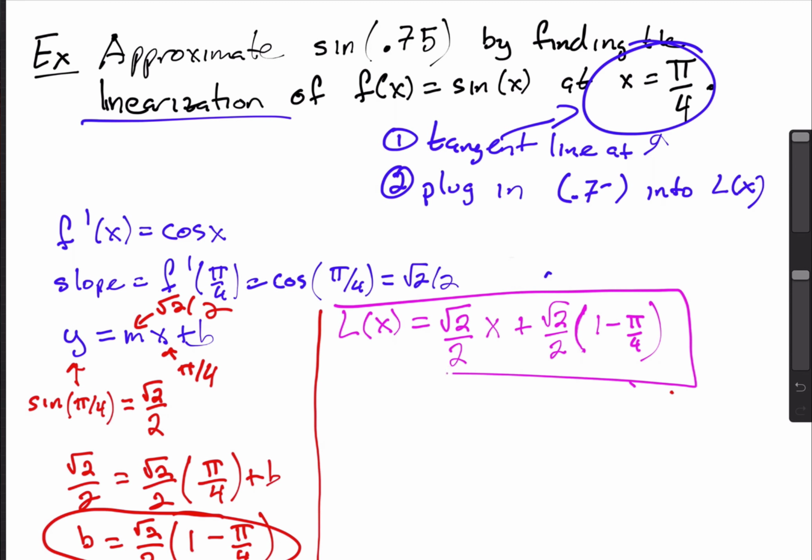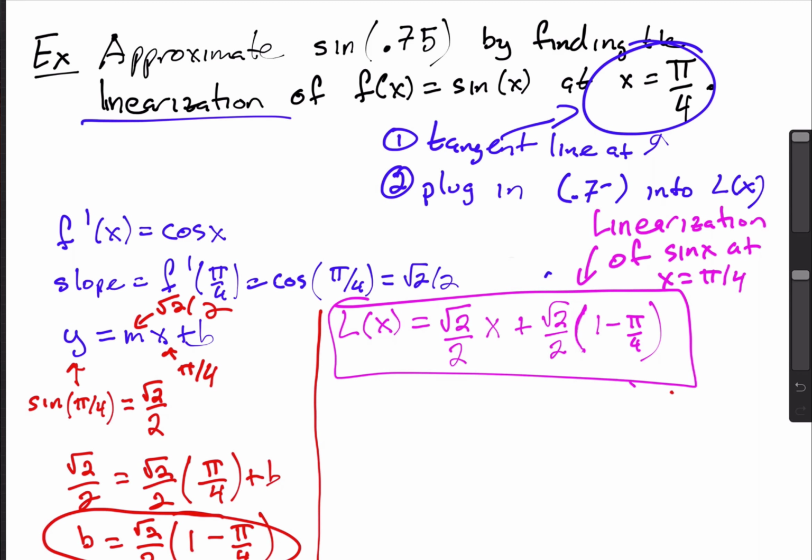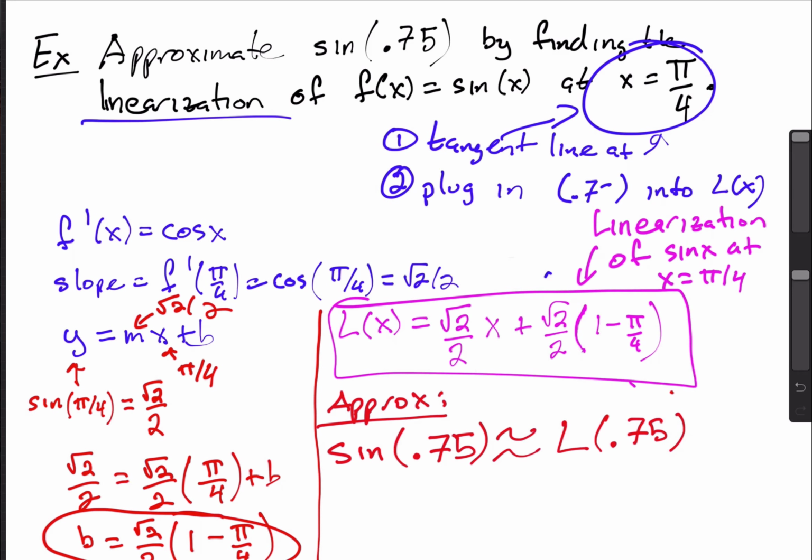Okay, so that's called again, the linearization of sine of x at pi over 4, right? Okay, and then what's the approximation? So we would have sine of 0.75 is approximately equal to. So how do I approximate it? What's the next step? Plug 0.75 into the tangent line, right? So L at 0.75, which is root 2 over 2 times 0.75 plus root 2 over 2 times 1 minus pi over 4. And whatever that is, I don't know what that is.